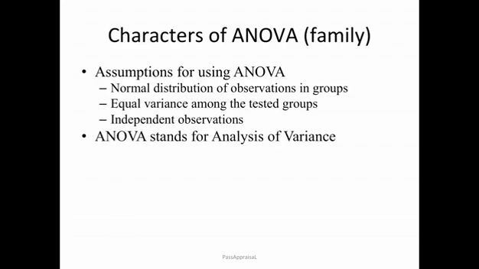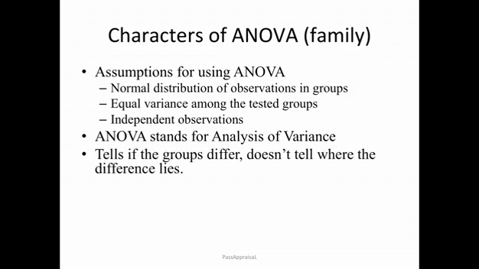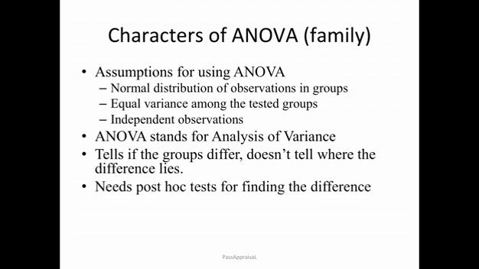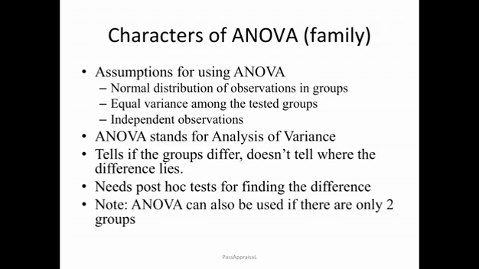ANOVA stands for analysis of variance. The results of an ANOVA test tell if the groups differ, but it does not tell where the difference comes from among the several groups. We need post hoc tests such as t-test to find the difference. ANOVA can also be used if there are only two groups. So whenever you can choose t-test for two groups, you can choose ANOVA as well.